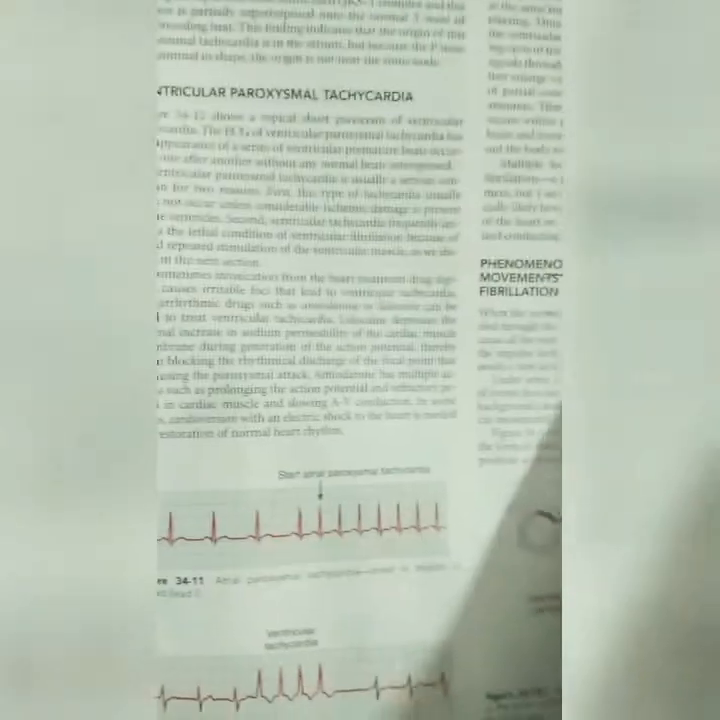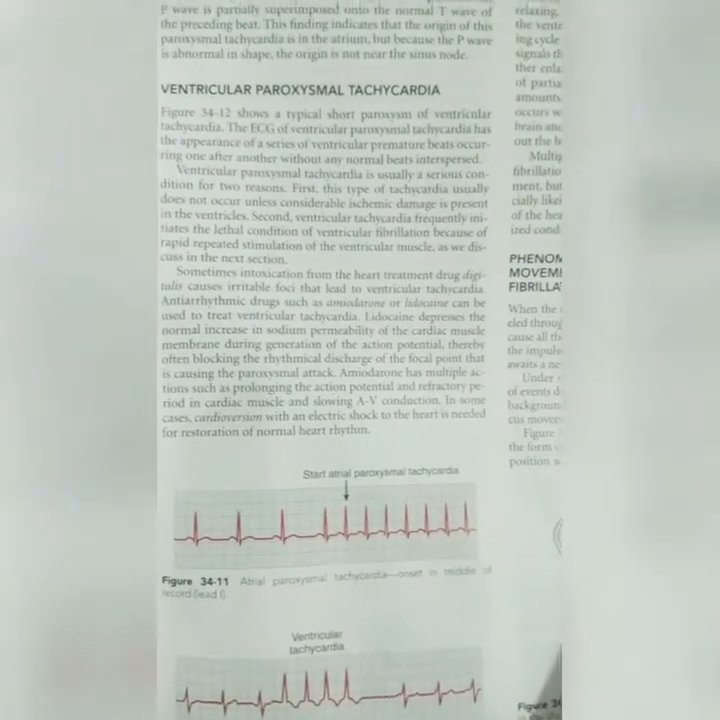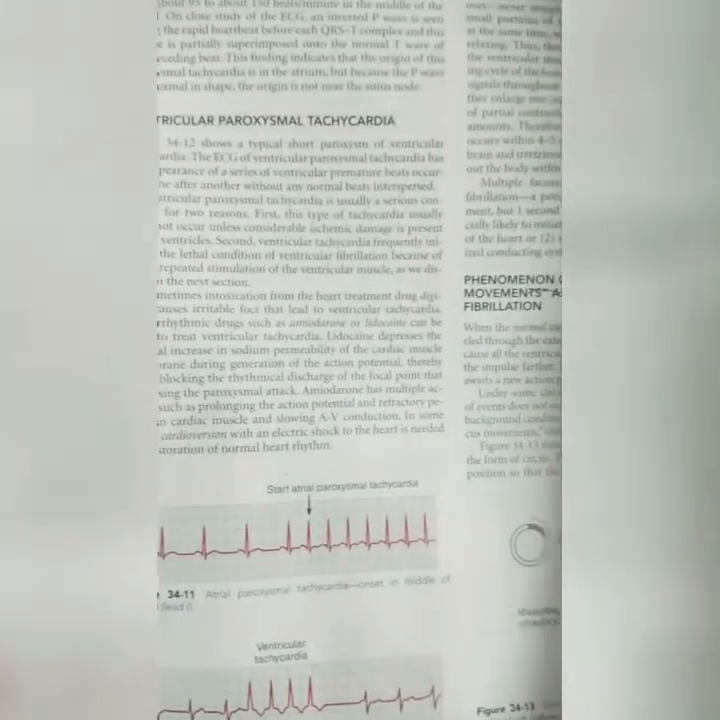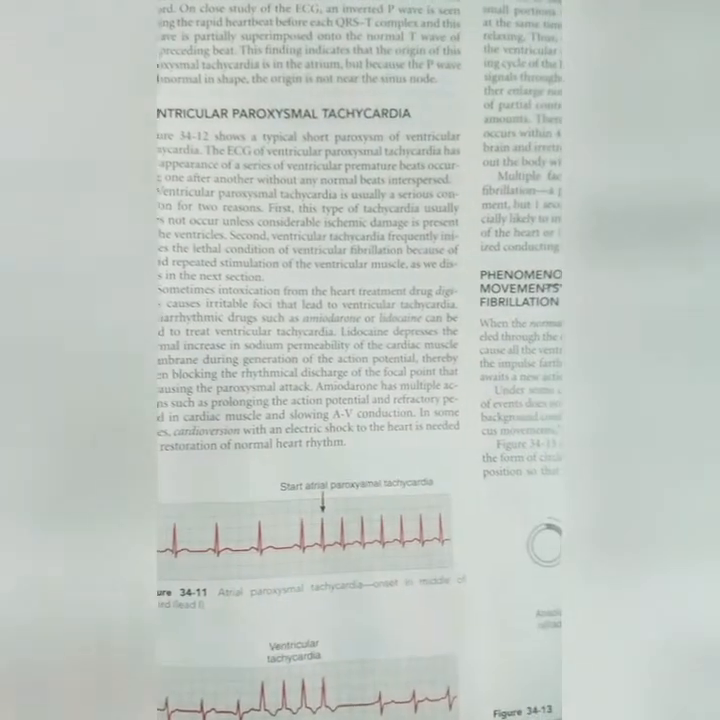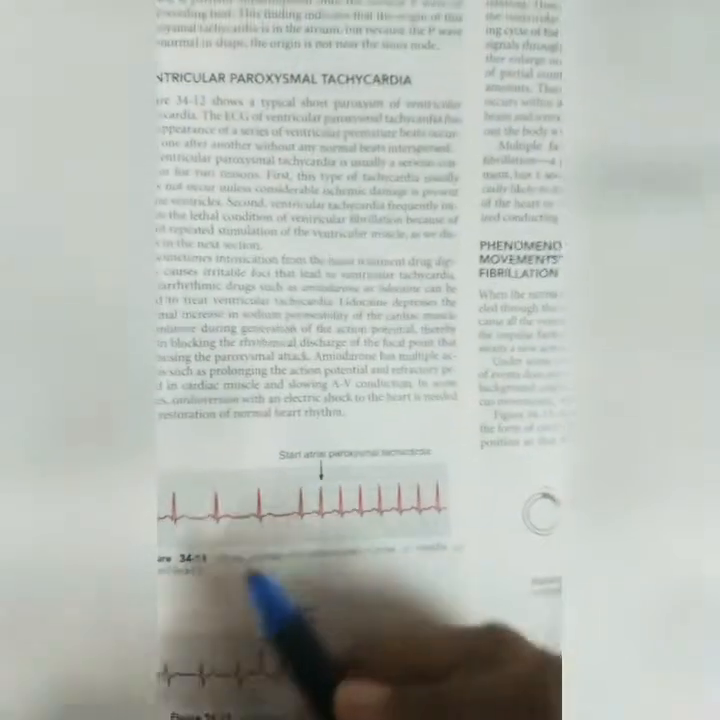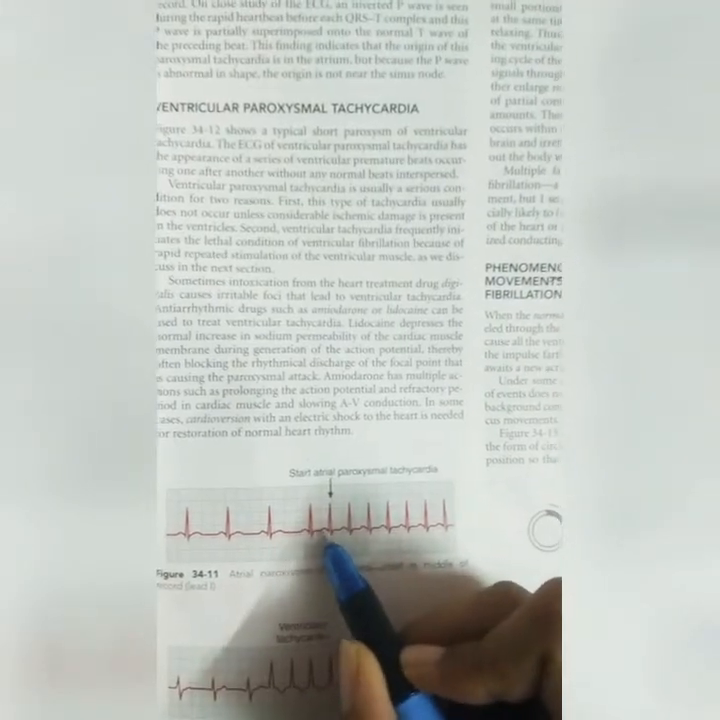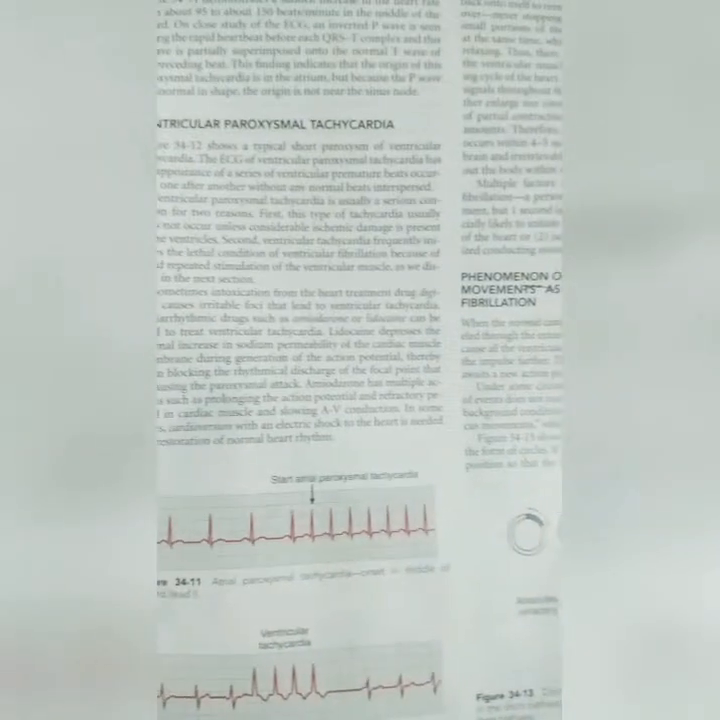You can see this is the atrial paroxysmal tachycardia onset in the middle of the record. You can see how it is in the middle and also has an inverted P wave. Here you can see the inverted P waves.